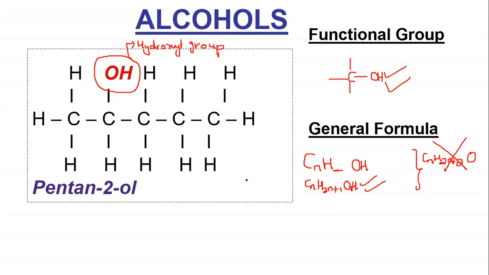Right. Then, if it's an alcohol, just like with the other molecules: with alkanes, they ended with A and E. With alkenes, E and E. With alkynes, Y and E. With alcohols, the name actually ends with ol. It ends with OL.